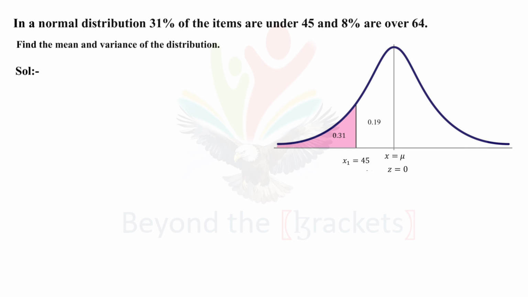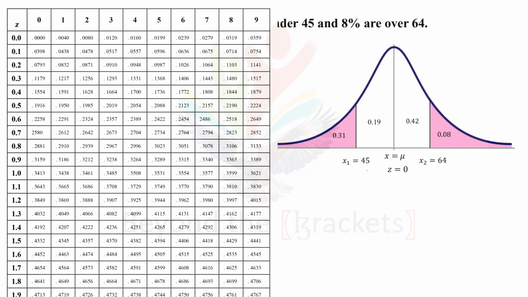It is also given that 8% are over 64. So the remaining area will be 0.42. The area 0.19 lies between z equal to 0 and z1. From the table, for the area 0.19, the corresponding value of z1 is 0.5. Since this area lies to the left of the mean, the value of z will be negative, so z1 is equal to minus 0.5.